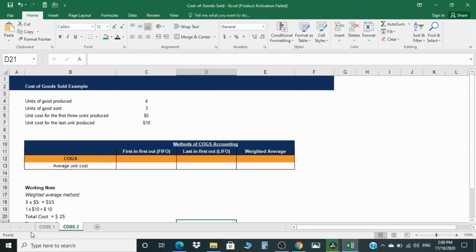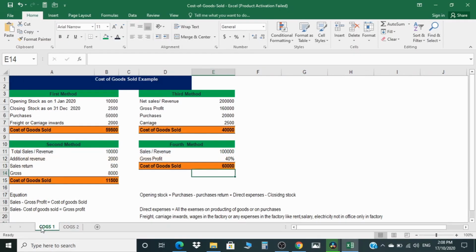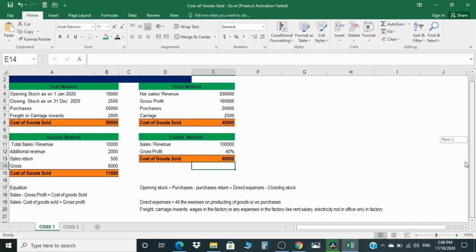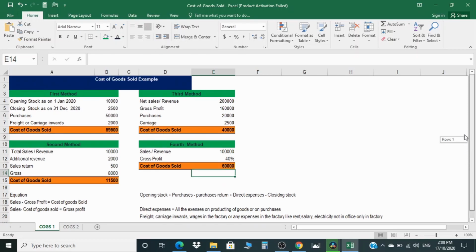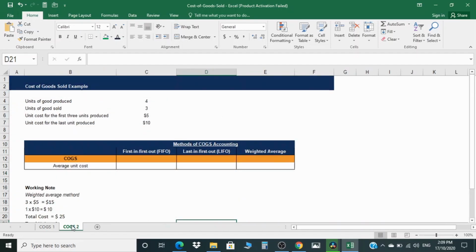So in the last video we have done cost of goods sold part 1. Here we have seen the four scenarios of how we calculate the cost of goods sold for different percentages and numbers as well. I gave you some working notes over there as well. Go there and check that first, then it will be easy for you to understand the second part.